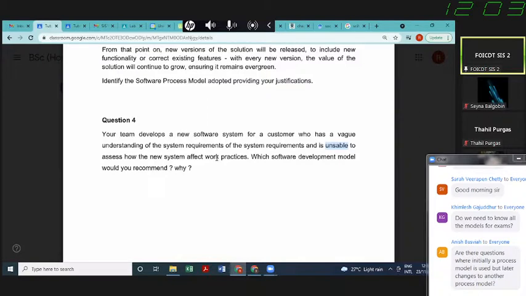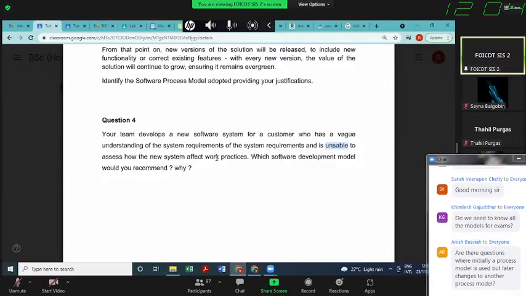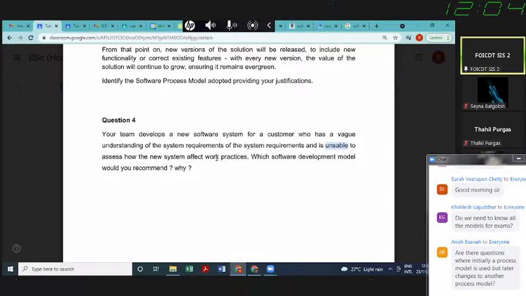Before you talk about spiral, I'm not really sure, because I don't find the keywords specific to spiral here, like risk and so on. What other answer do you think we can use here? Agile. Yes, you can use agile, given the vague requirements. What else can you use? Prototyping. Agreed, you can use prototyping. So you can use prototyping, you can use agile, and the first one you mentioned was incremental. Exactly. So incremental, prototyping, or agile, accepted.